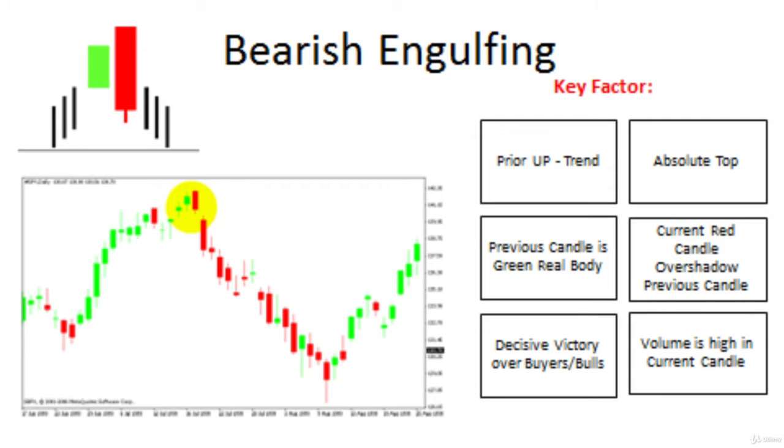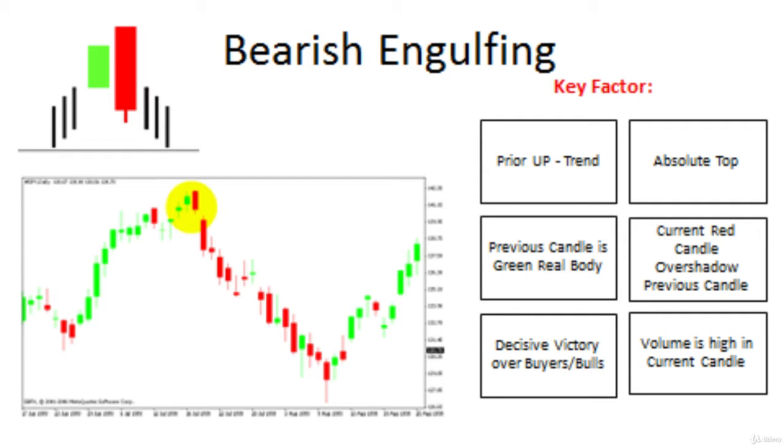Now we discuss the next pattern, called bearish engulfing. As you see the candlestick formation on your screen, there is a two candle pair at the absolute top. The first candle is a green real body candle, and the next candle, a big, large red real body candle, completely overshadows the previous green candle body. This means there is a decisive victory of bears over bulls.